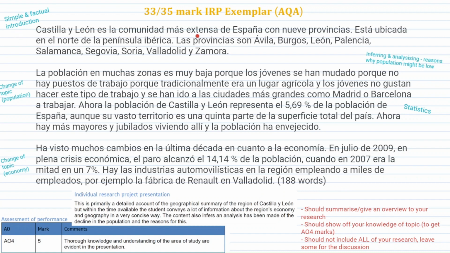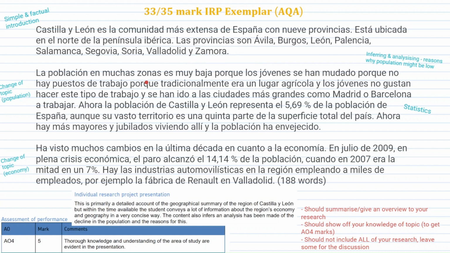Castilla y León es la comunidad más extensa de España con 9 provincias. Está ubicada en el norte de la península ibérica. Las provincias son Ávila, Burgos, León, Palencia, Salamanca, Segovia, Soria, Valladolid, y Zamora.